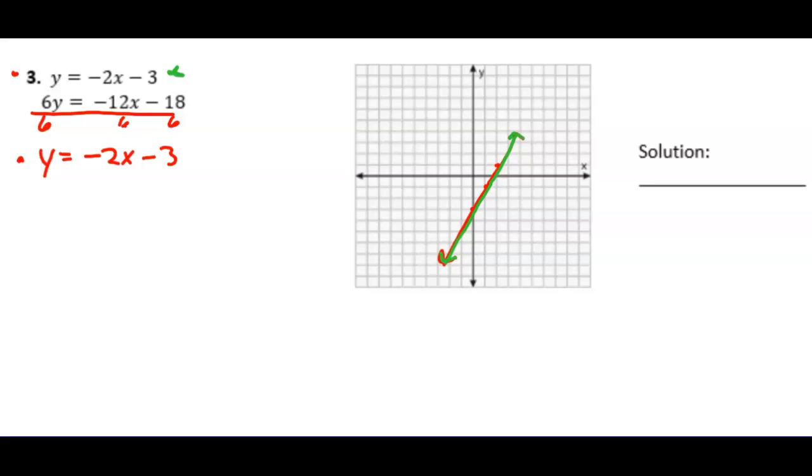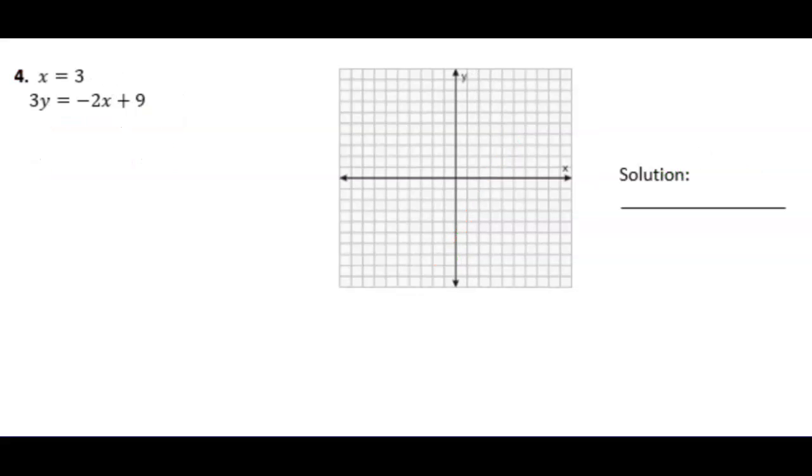So how many points intersect there? Well, all of them. And since this line goes on for infinity, my answer here is going to be infinite. I have infinite solutions because it goes on forever and ever and ever. Okay? All right. This last problem I would like you to do on your own.